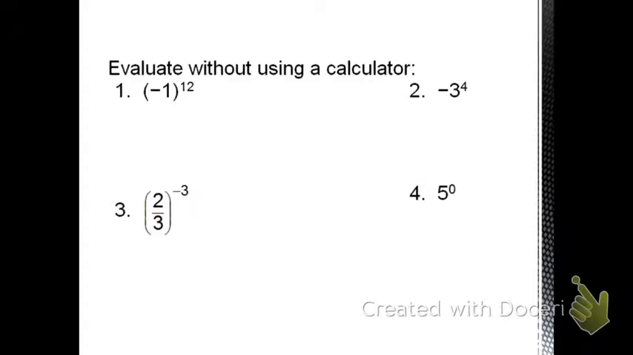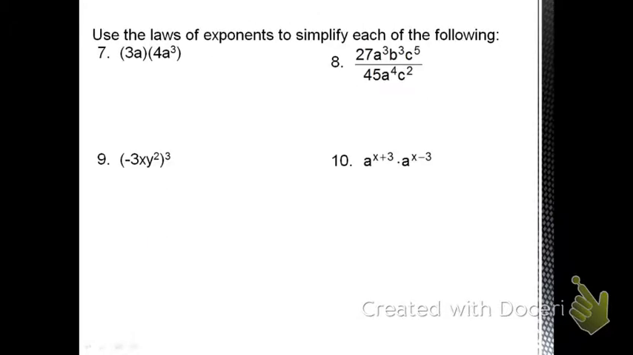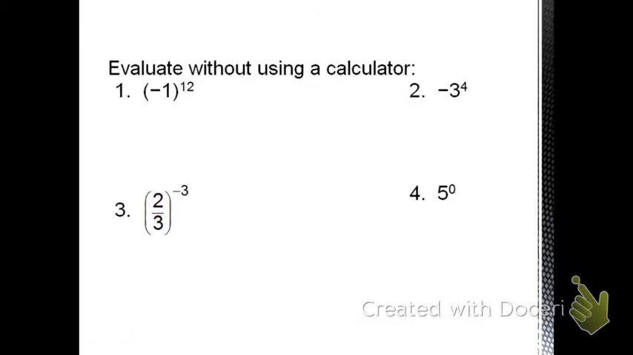All right. So I'm sure we're taking our Cornell notes, right? Awesome sauce. So evaluate without using the calculator. For number 1, here's the thing. Whenever you have a negative base and it's raised to a positive exponent, like 12 is a positive number, right? Well, that means that your answer is going to be positive. So negative 1 to the 12th power means negative 1 times negative 1 times negative 1, and so on, 12 times. So my answer is simply going to be 1.